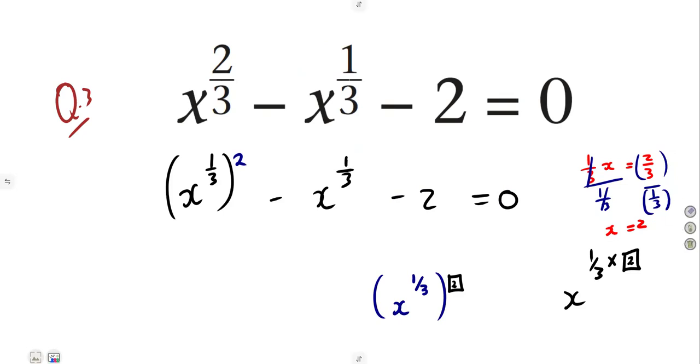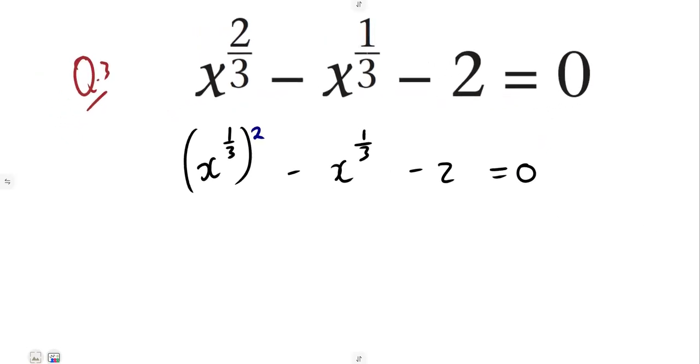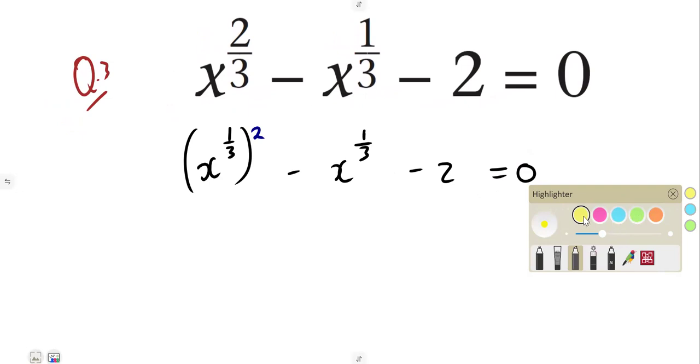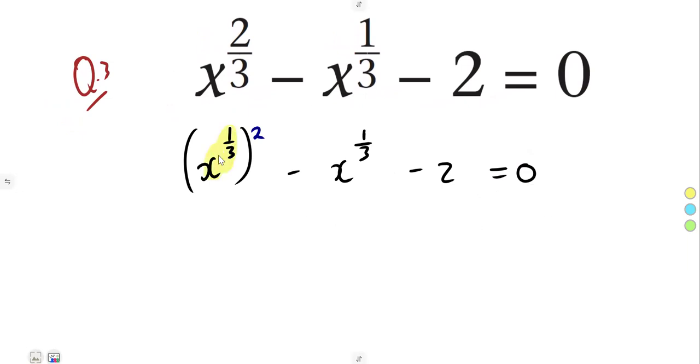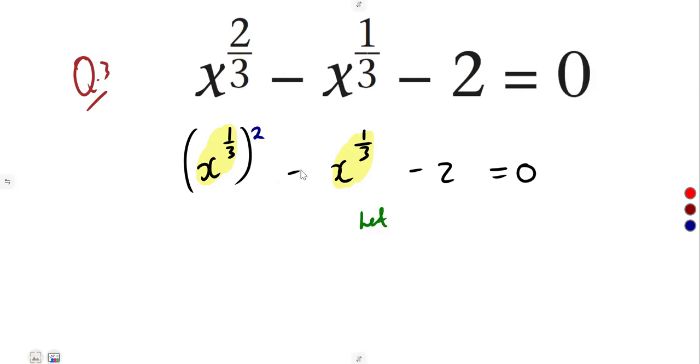We have formed an equation in the way that is easier for us to solve, which we can solve as it is, or we can introduce the constant k in place of x to the exponent of 1 over 3, the one that is now common. This is common. We also have it here. So that is the one that we are going to substitute with k. Let that be represented with k.